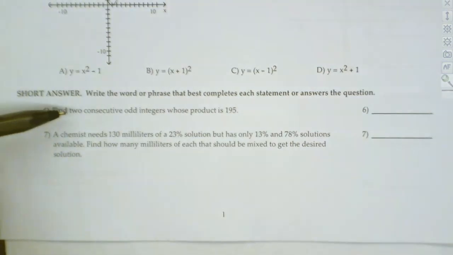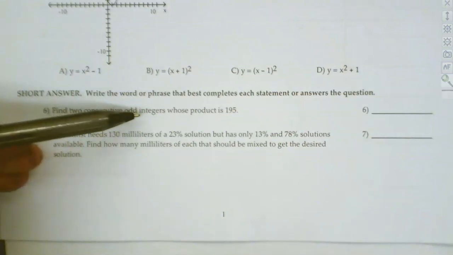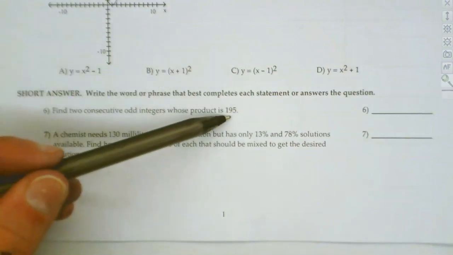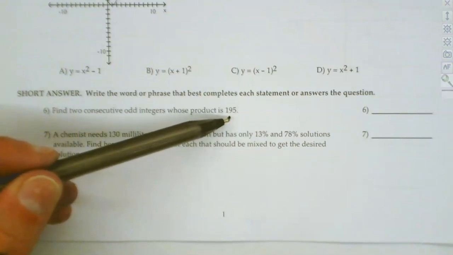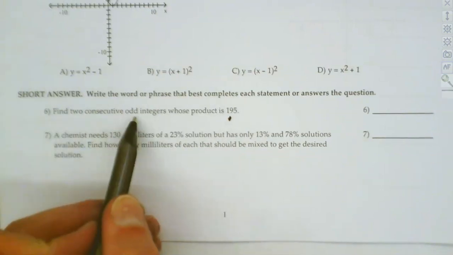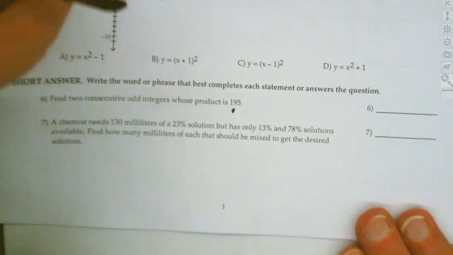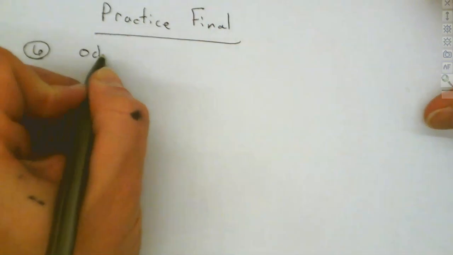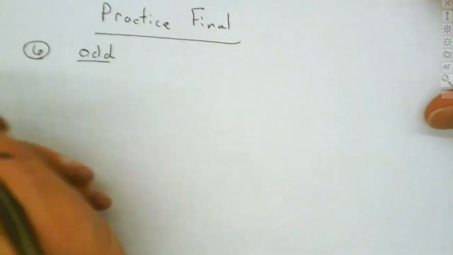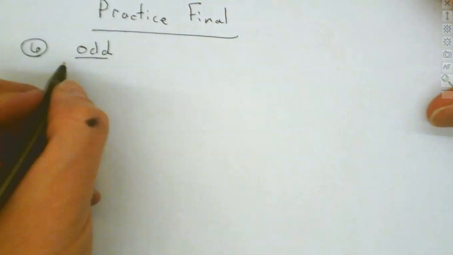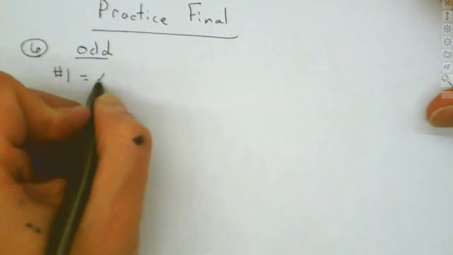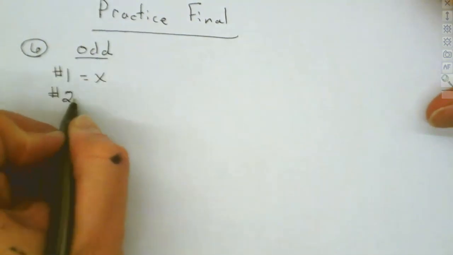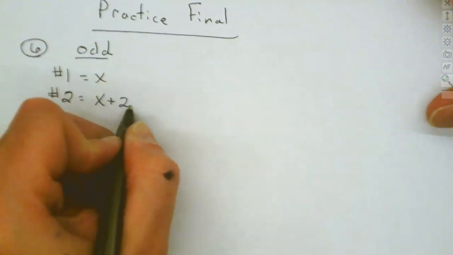Find 2 consecutive odd integers whose product is 195. Remember, we did these way back in 1-5. Now, the key word here is what? Odd. So what do we know about odd numbers? What's the gap for odd numbers? Odd numbers, they have a gap of 2. So we call the first number x and the second number x plus 2.